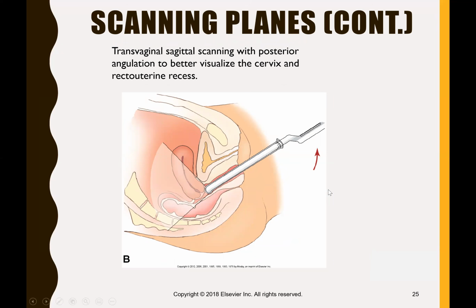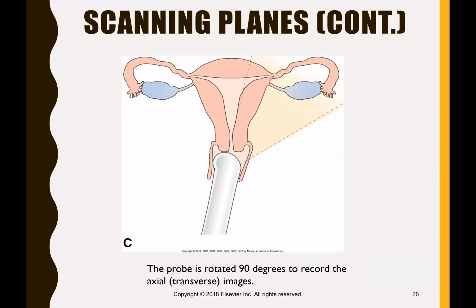When you push the handle up, that's more posterior angulation, and that gives you a better visualization of the cervix and recto-uterine recess. Then you can turn the probe 90 degrees to record the transverse images, and that's always to the right. So if you're holding the probe, you'll rotate 90 degrees to the right, and that'll get your transverse image.